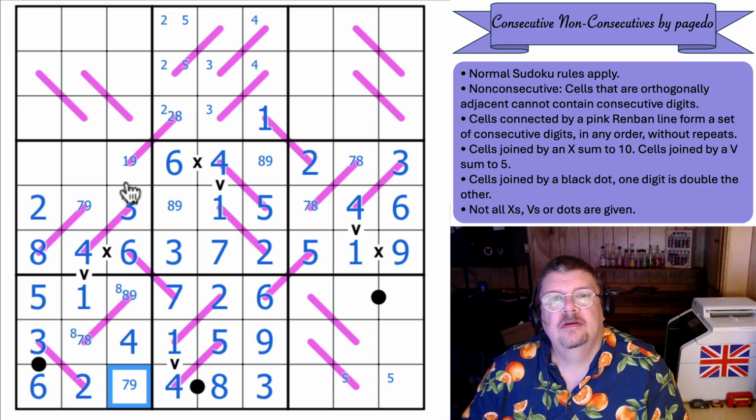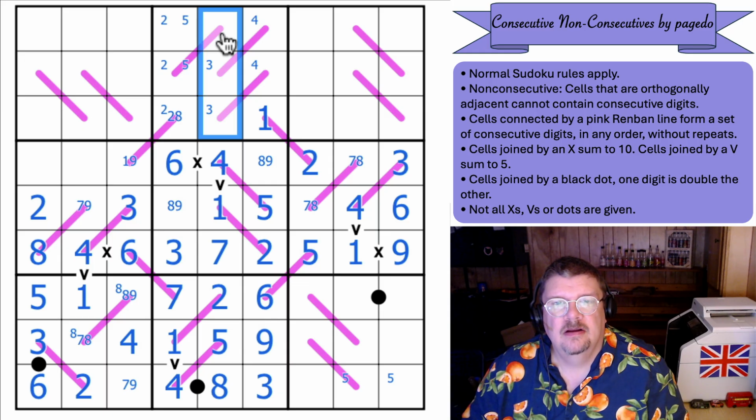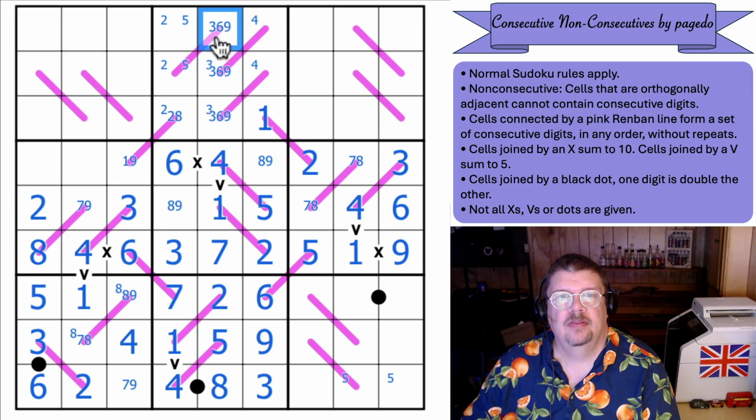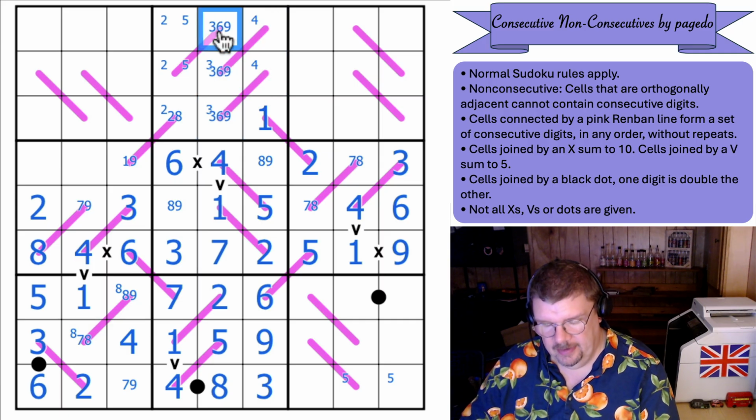Where should we look? These 3 digits are 3, 9, and 6. That one can't be a 3 because we know that 3 is going to go with a 4, because we know that one of those is a 4 and we can't put a 5 here. So that's not the 3.